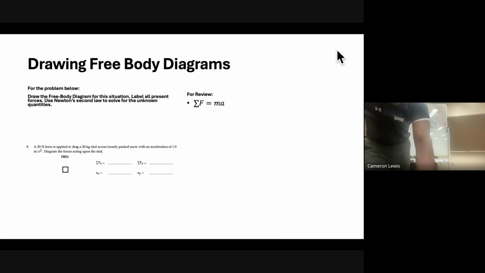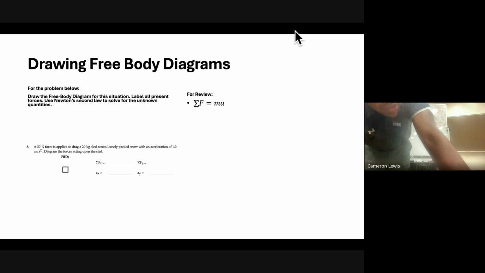More practice, right? We're going to do the same thing, just keep practicing drawing these free body diagrams, but then actually solving them with the numbers. This is very important because it builds us up to be able to do second law problems.